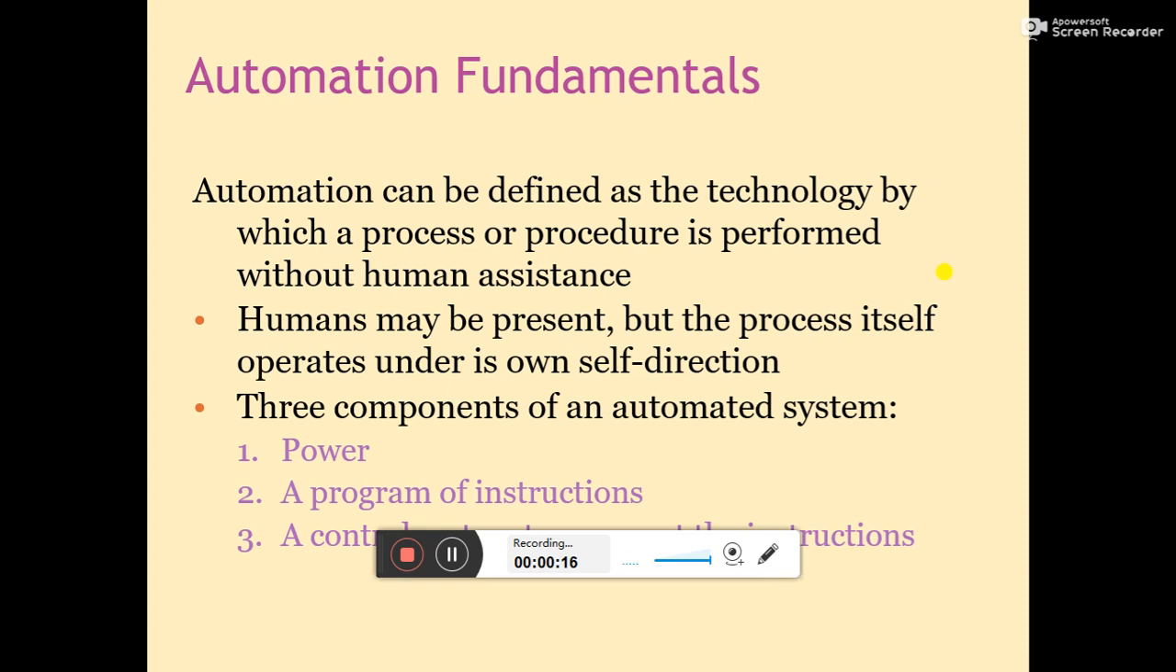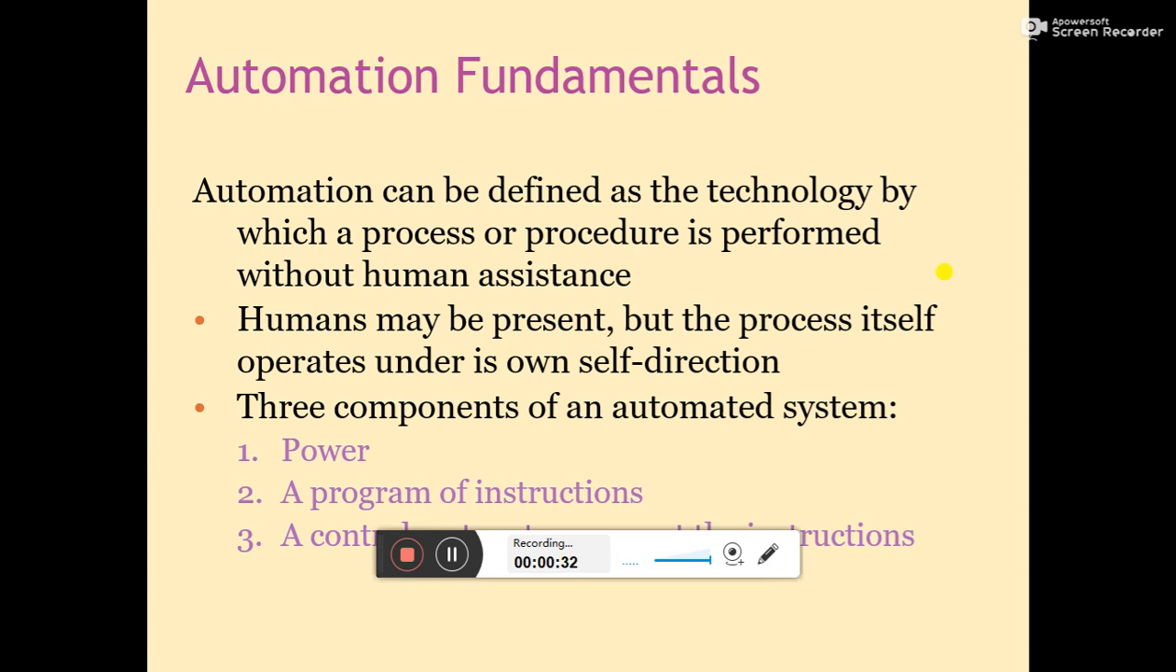Now, let us go into the fundamentals of automation. Why do we need automation? First of all, let us know what automation is. Then we'll see why we need automation. And third, we can see how we can do automation. So these three things we will study in this present class.